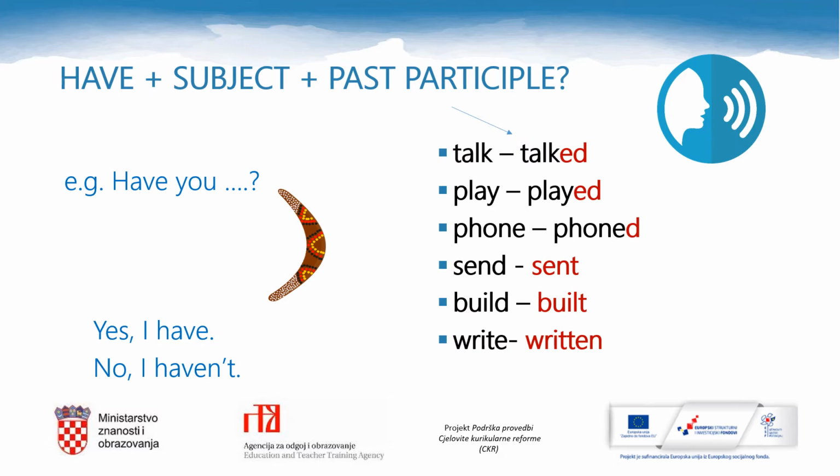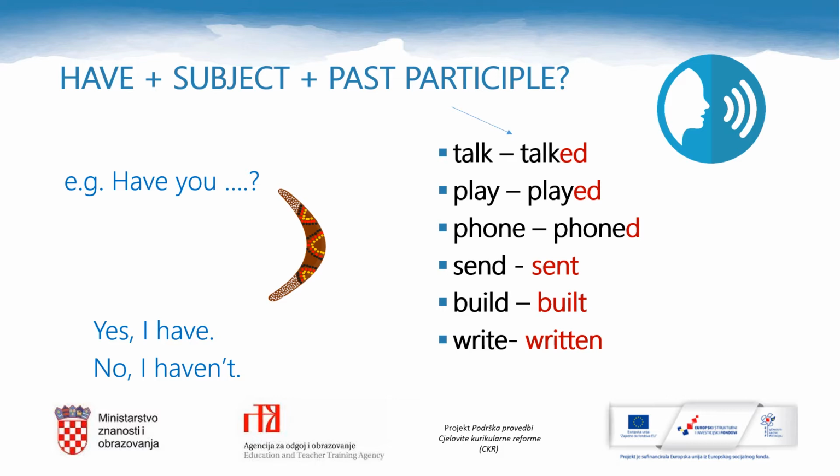In all these sentences, we use the present perfect simple and we ask questions. Have you done something? Have plus subject plus past participle. For example, have you talked to your friend on the phone? Have you played a video game? And you answer, have you? Your answer can be positive. Yes, I have. Or your answer can be negative.